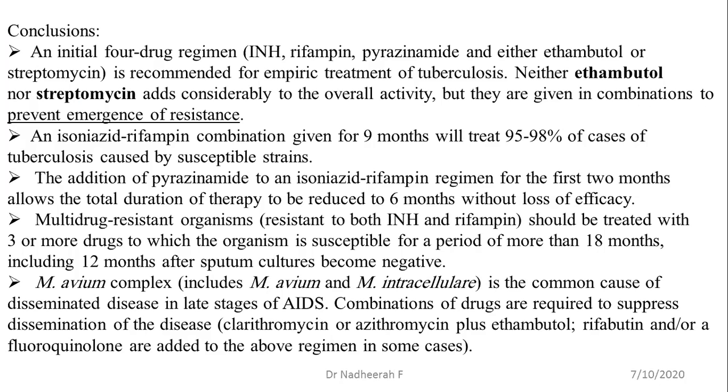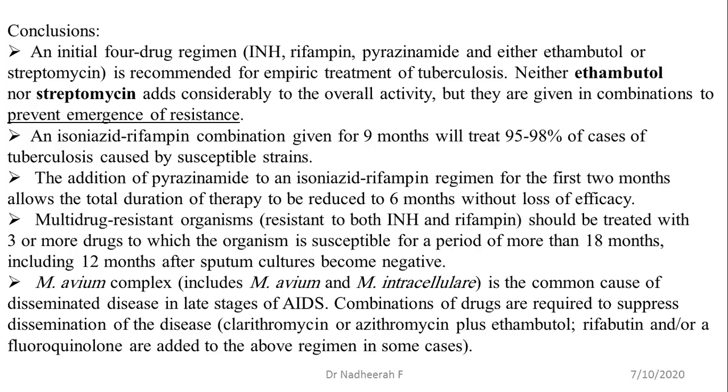The addition of pyrazinamide to an INH rifampin regimen for the first 2 months allows the total duration of therapy to be reduced to 6 months without loss of efficacy. يعني إذا نضيف الأيزونيازايد والريفامبيسين وبحدها 9 أشهر، إذا نضيف لها بيرازيناميد راح تختصر المدة الشهرين، راح تختصر الثيرابي تخليها 6 أشهر فقط without loss of efficacy.